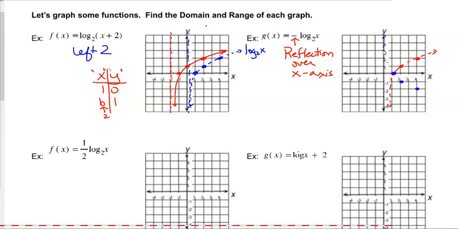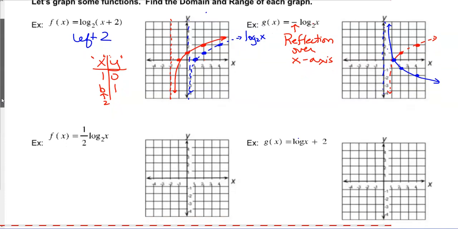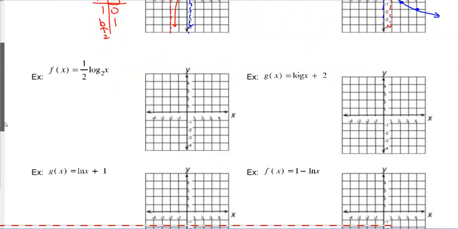So I still have a vertical asymptote, but I'm now a decreasing function as opposed to an increasing function, with that reflection over the x-axis. Notice here, if this is my mirror, I've mirrored it over that axis. Okay? All right, very good. Let's try the next one.